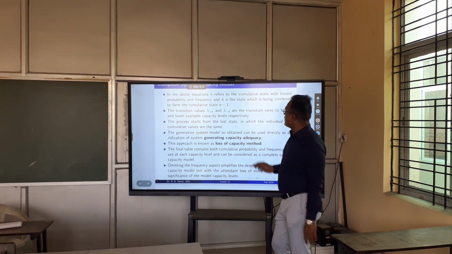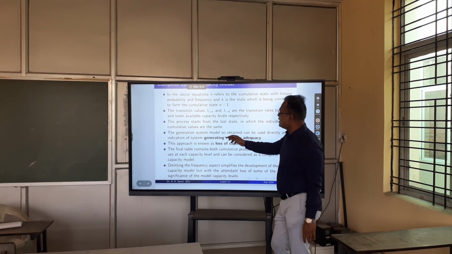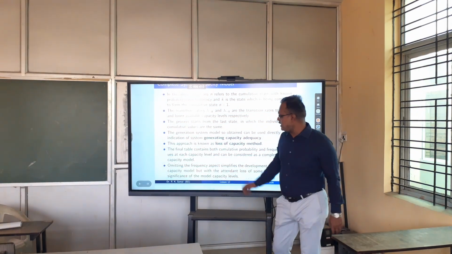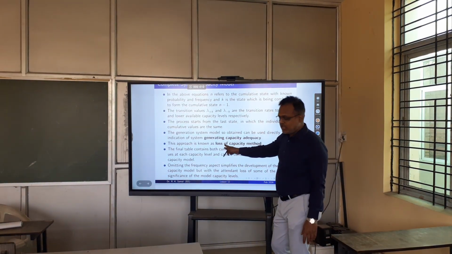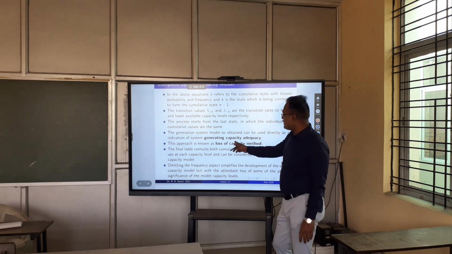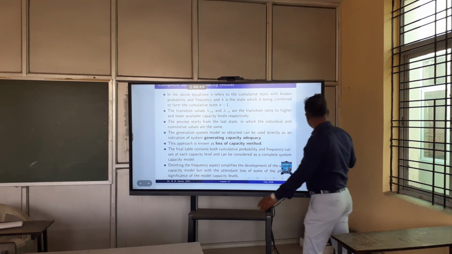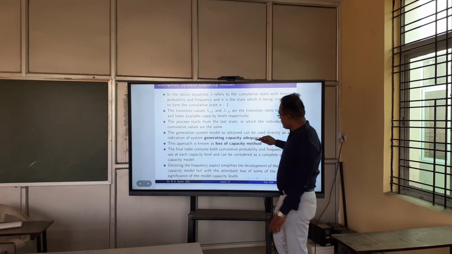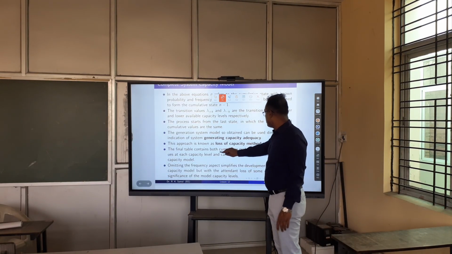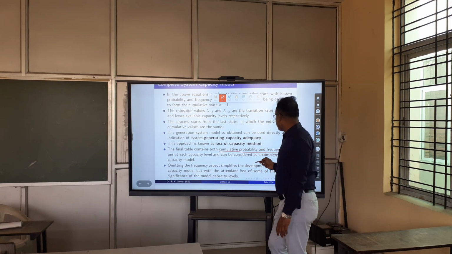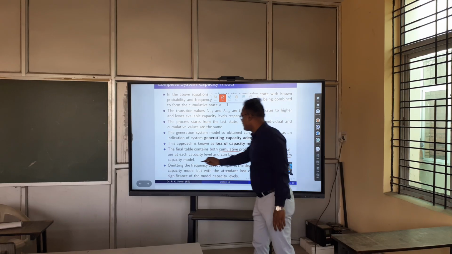The generation system model so obtained can be used directly as an indication of the system generating capacity adequacy. So what we are actually evaluating is generating capacity adequacy. This approach is known as the loss of capacity method. The final table contains both the cumulative probability and the frequency values of each capacity level and can be considered a complete system capacity model.